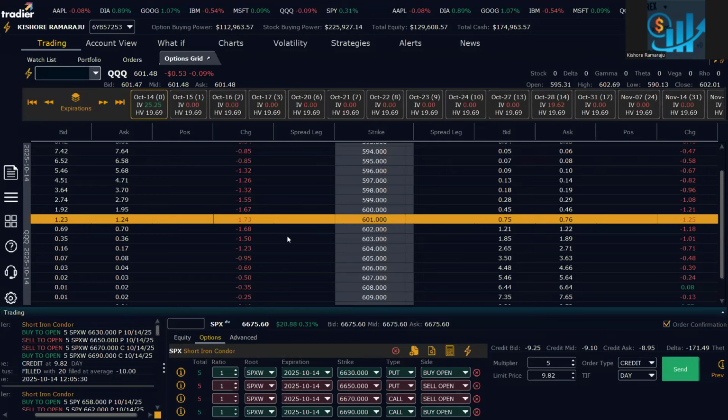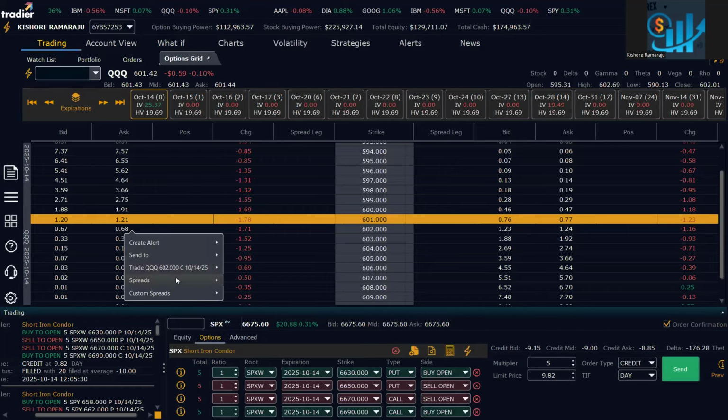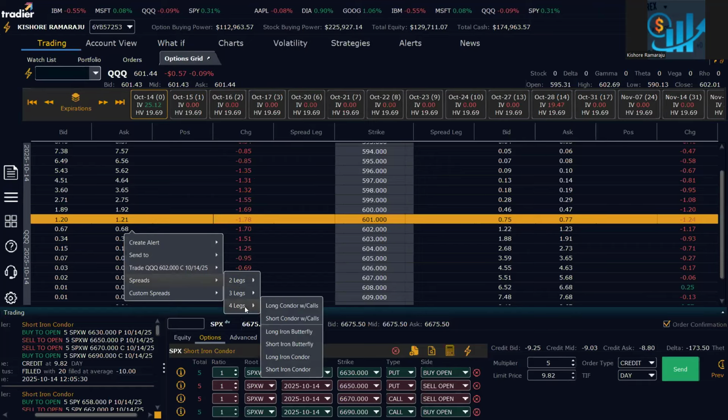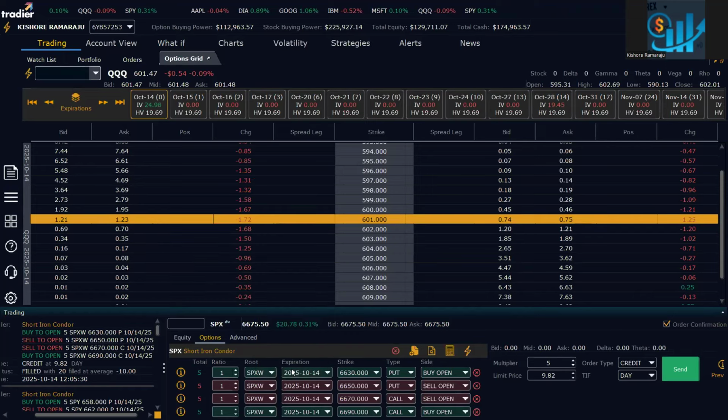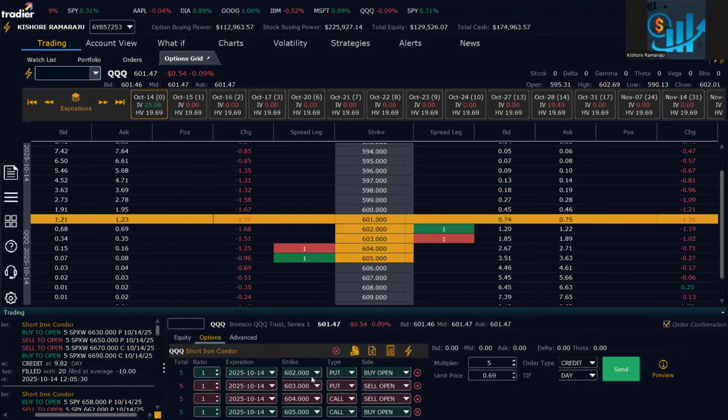So, for example, let us say I want to take a QQQ iron condor. Right now, it is at around 601.45. So I want to do bear calls above 602. So you go to 602 price and then you right click there and then go to spreads. Here you have four legs and I want to do a short iron condor because basically we are thinking it will go down now. So click on short iron condor and then you will see the prices here, four different legs here. Once you click on that, it is showing me 604, 605.